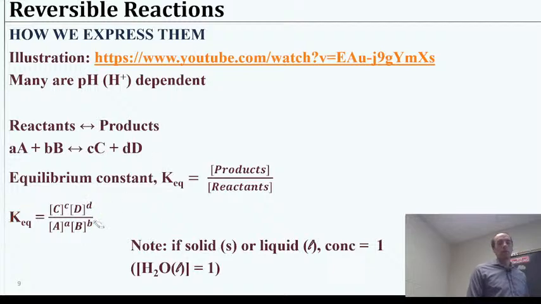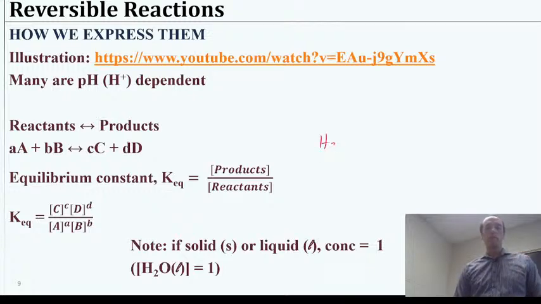Noting that, like we showed with water, we tend to assume that a liquid or a solid, typically in the denominator there, would be just equal to 1, just unity. So the real action then is happening for anything that is a solute in that solution. And if we had 2 of A, that would arrive here as an exponent. Okay, so that's generally how we come about our equilibrium constants and how we approach them.